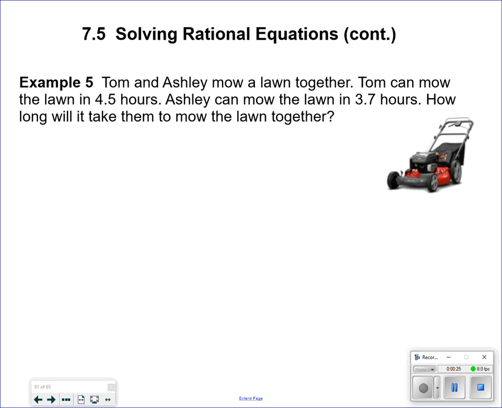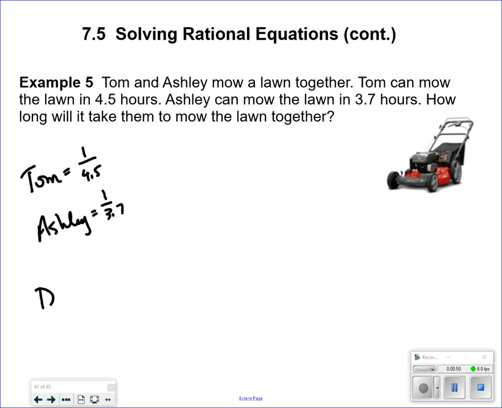So here we go. Tom and Ashley mow a lawn together. Tom can mow the lawn in 4.5 hours. So that is the rate for Tom. So I'm going to put Tom has a rate of 1 over 4.5, meaning 1 lawn in 4.5 hours. Ashley has a rate of 1 over 3.7, meaning Ashley can do 1 lawn in 3.7 hours. How long will it take for them to go together?